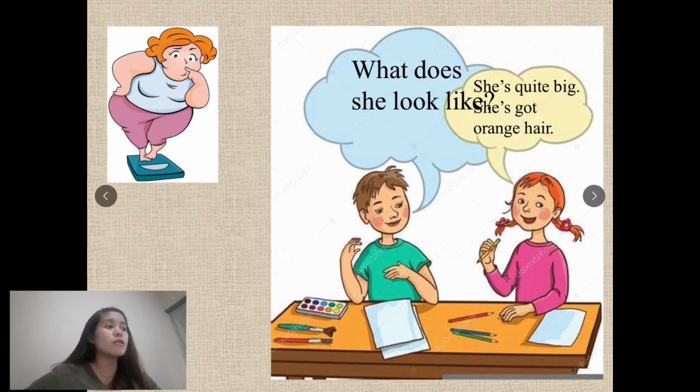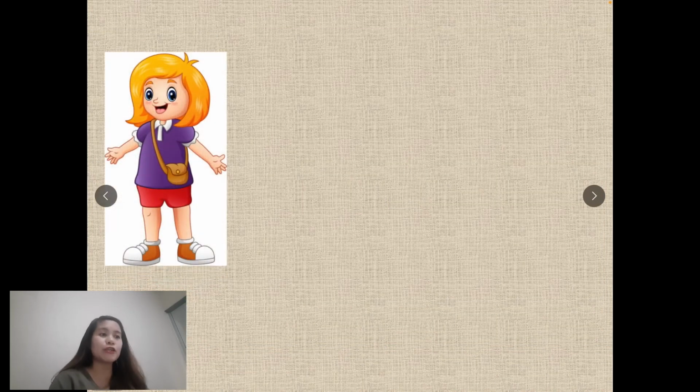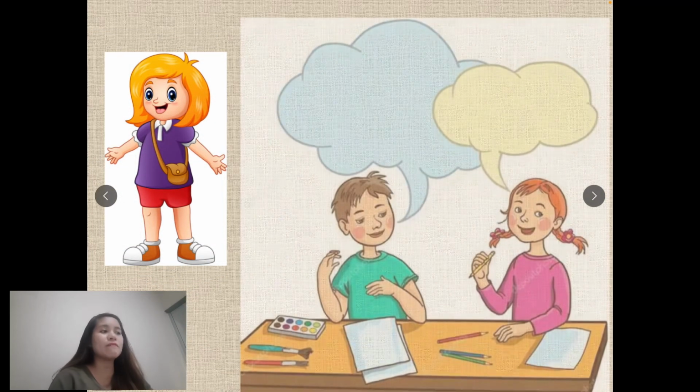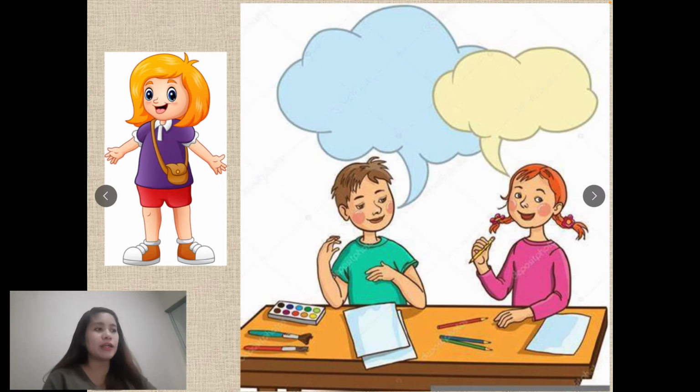She's got orange hair. Okay? She only described the color of the hair. Understand? It is how you describe a person. We can use quite and very when it is the whole body. Okay, next. Another picture. And we have the two students again.